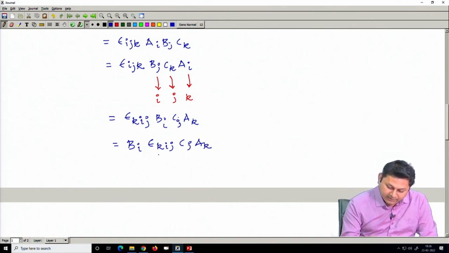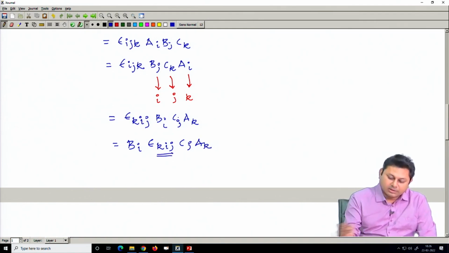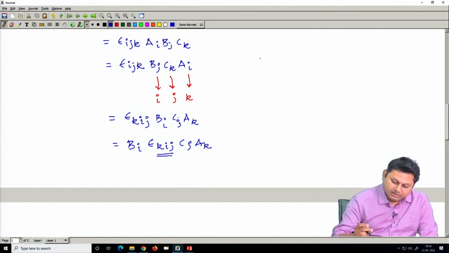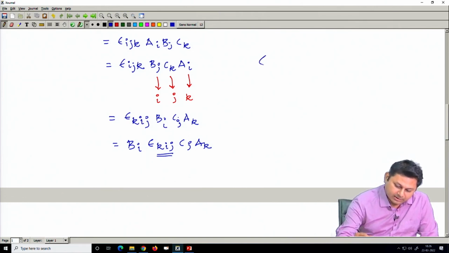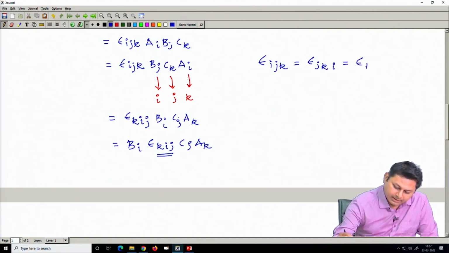Now I can rearrange this, because the thing that you need to understand is that epsilon_ijk is equal to epsilon_jki, which is equal to epsilon_kij, and these values are 1.